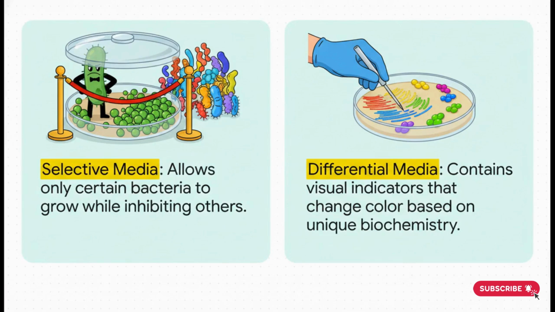Right away, scientists start to narrow down the suspects using some really clever tools. Some petri dishes are selective, acting like a bouncer at a club. Only certain types of bacteria are allowed to grow. But others are even cooler. They're differential, meaning they have dyes that make different bacteria turn different colors based on what they're doing chemically. It's like seeing their fingerprints appear right before your eyes.